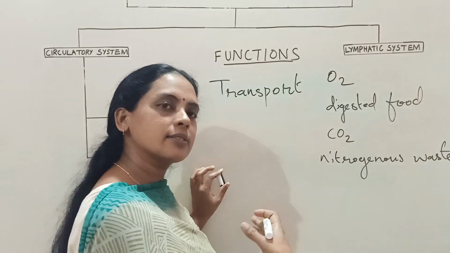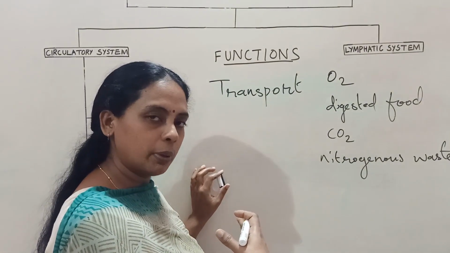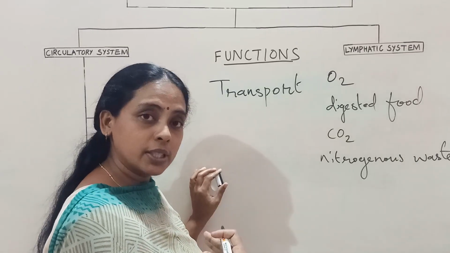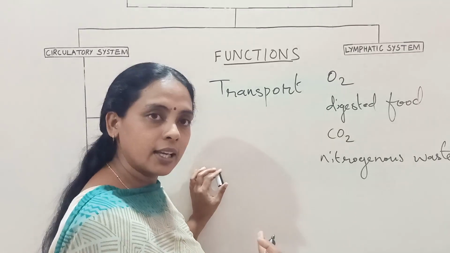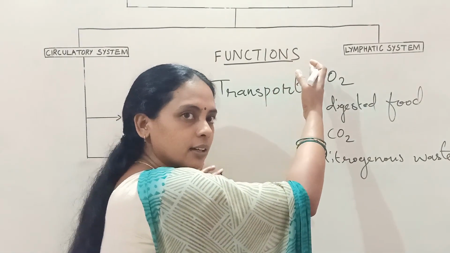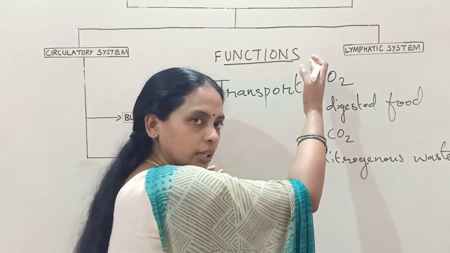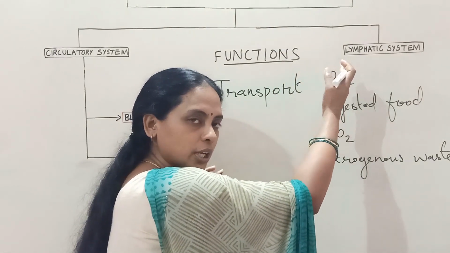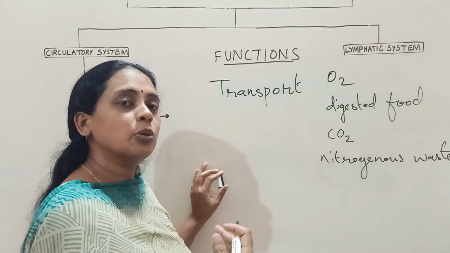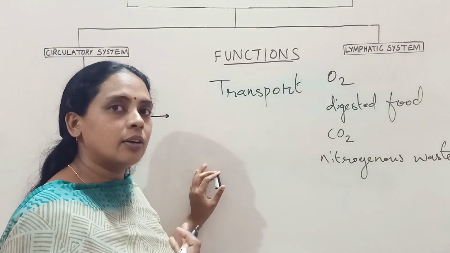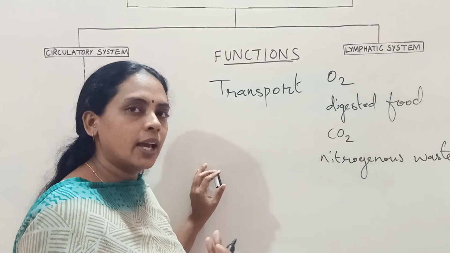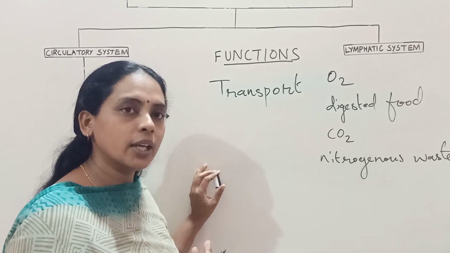Then, based on the corpuscles, platelets help in blood clotting. WBC helps to fight against diseases. Of course, as we discussed, connected to the red blood cell, it helps to carry oxygen, and it helps to maintain the water balance in our body, and also it helps to maintain the body temperature.